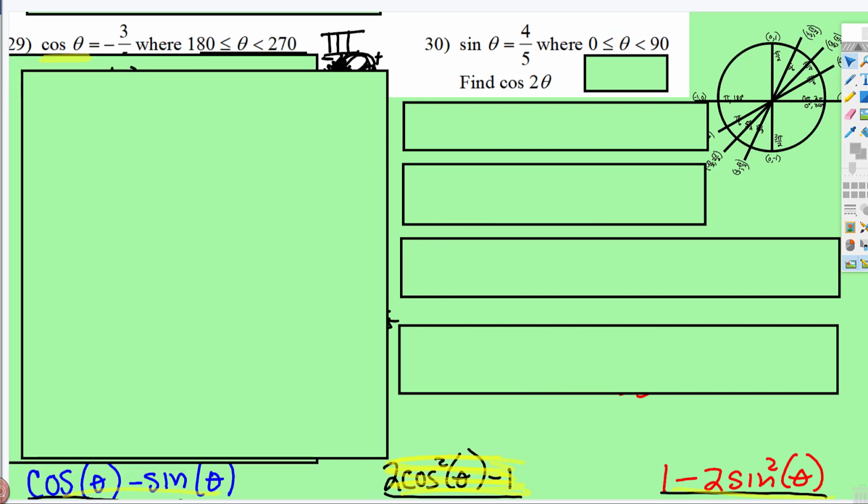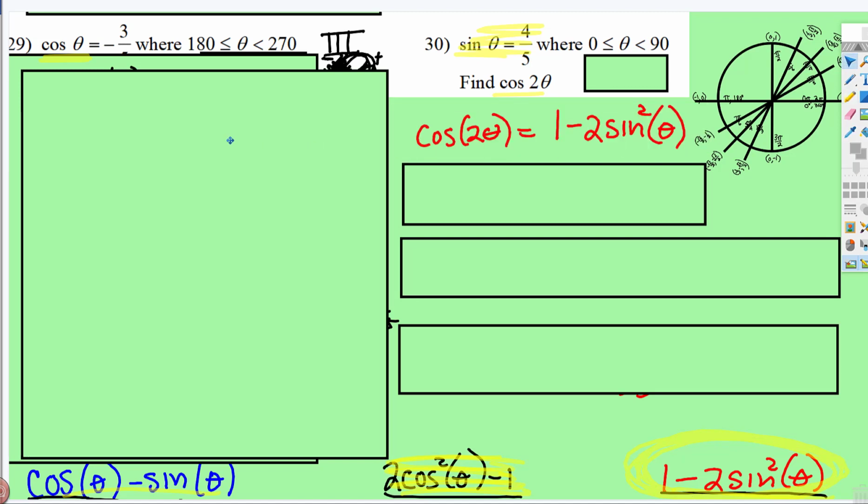So for number 30, we still are trying to find cosine double angle, but look at what they give us this time. They give us sine only. So we use this version of the cosine double angle identity. And we're in the first quadrant between 0 and 90 degrees. First quadrant, that means sine will be positive. And we know it's positive because right there it tells us it's positive 4/5.